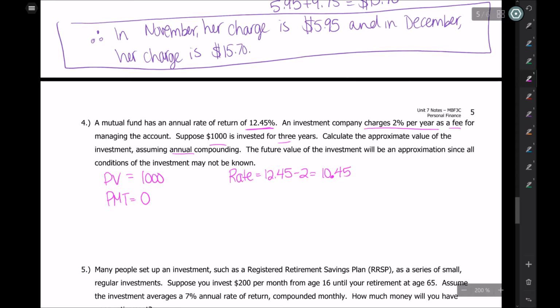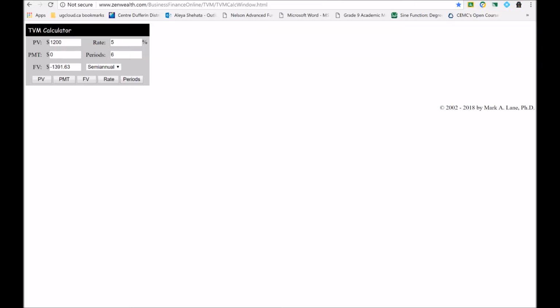We also need to figure out the number of periods. So we know it's for 3 years and it's compounded annually. So it's 1 time a year. So it's going to be 3 times 1, which is 3. We want to find the future value. And then we're going to say that this is done annually. Okay, so let's go ahead and fill in all of that information right here.